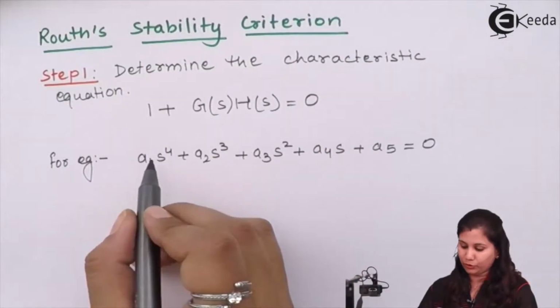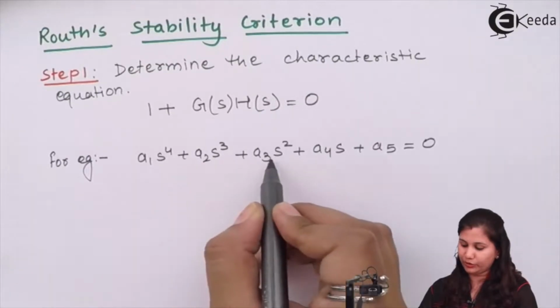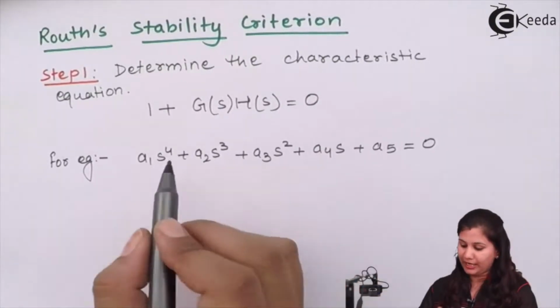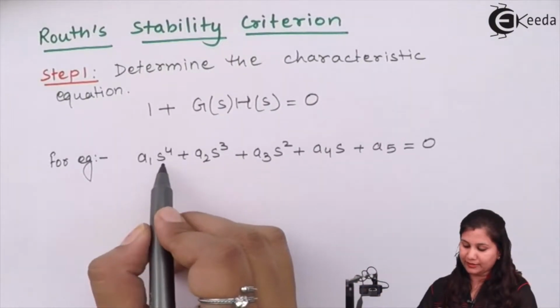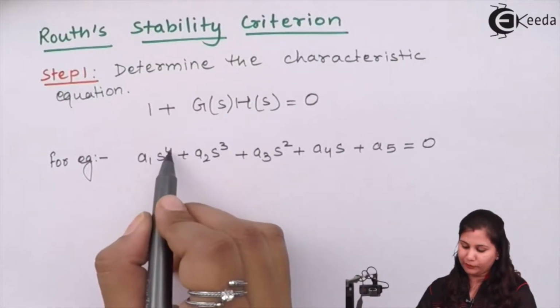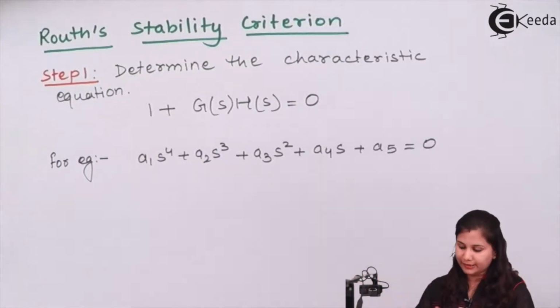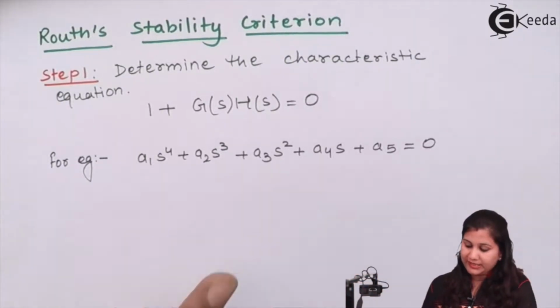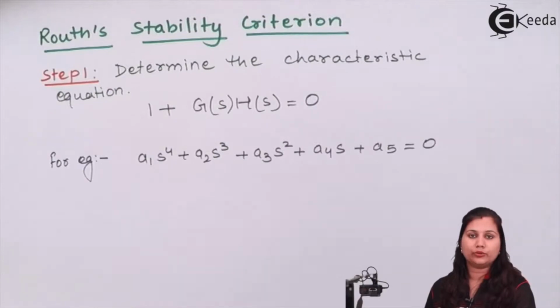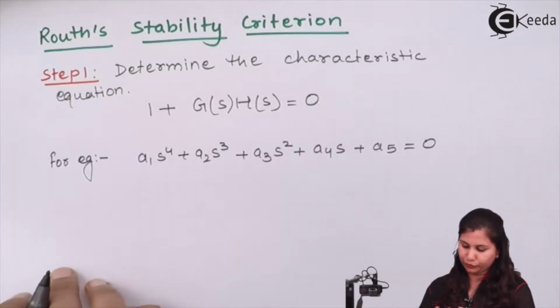In this, we have the coefficients a1, a2, a3, a4 and a5, and we have the powers of s. The highest power is s to the power 4, then s cube, s square, s and s to the power 0. Okay. Now our second step will be to build the Routh array, and how this array can be made, let's see in step number 2.